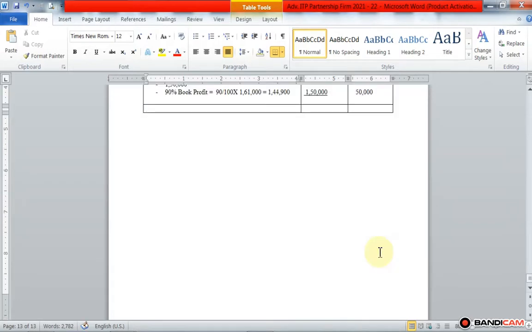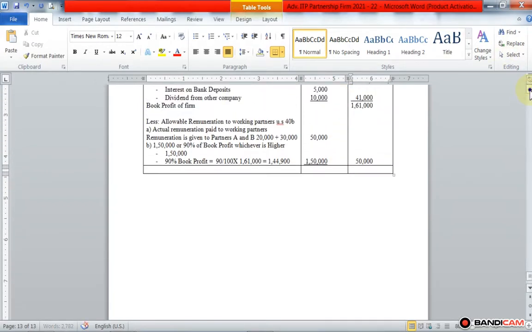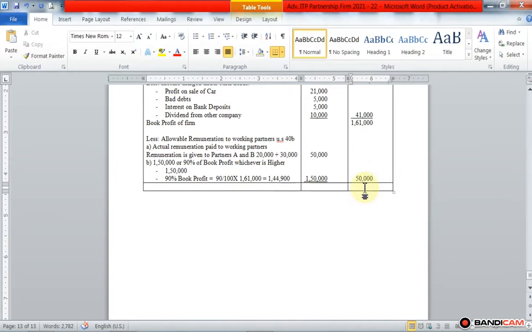Now here we deduct this 50,000 from 161,000, and we get the total taxable income of the partnership firm, that is 111,000. Okay, it is the taxable income of the partnership firm. So here we compute the taxable income of the partnership firm amounting to rupees 111,000. Got it? Now we compute the tax liability, but in this illustration we cannot compute the tax liability.